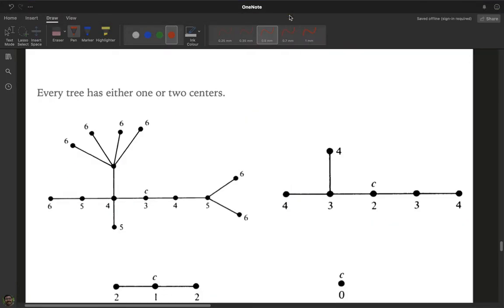Okay, now we'll prove an important result for trees. That is, a tree will always have either one or two centers. So before we try to understand the proof, we'll try to illustrate the proof first, by means of some examples.